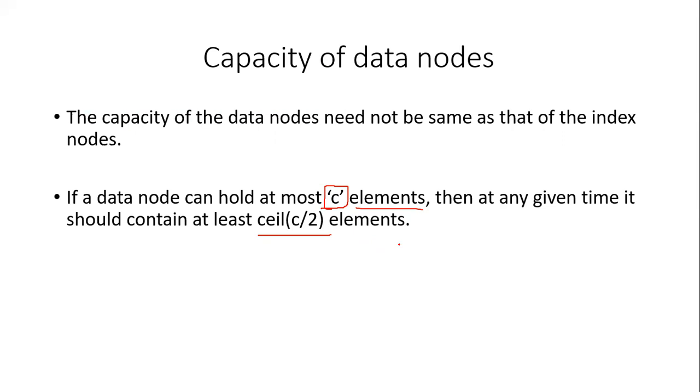So, let us summarize. How does a B plus tree differ from a B tree? In a B plus tree, the actual data is stored only in the leaf nodes.